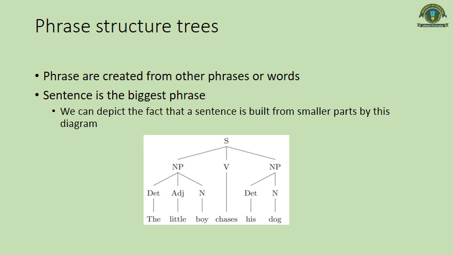So if we make the phrase structure tree diagram of this sentence, the S is a combination of NP, noun phrase, verb, and another noun phrase. The little boy is a noun phrase, chases is the verb, and his dog is another noun phrase after the verb.